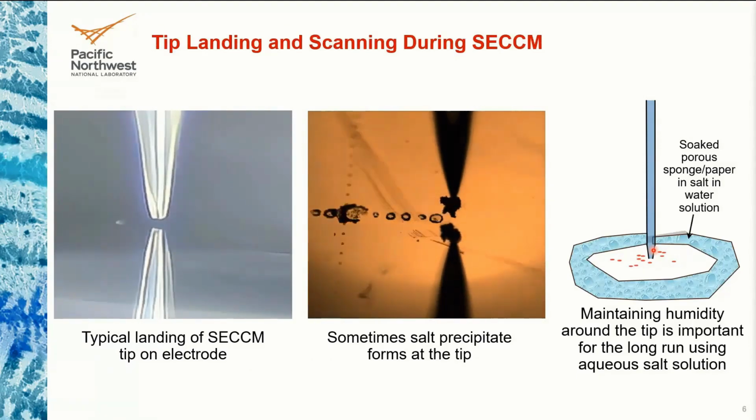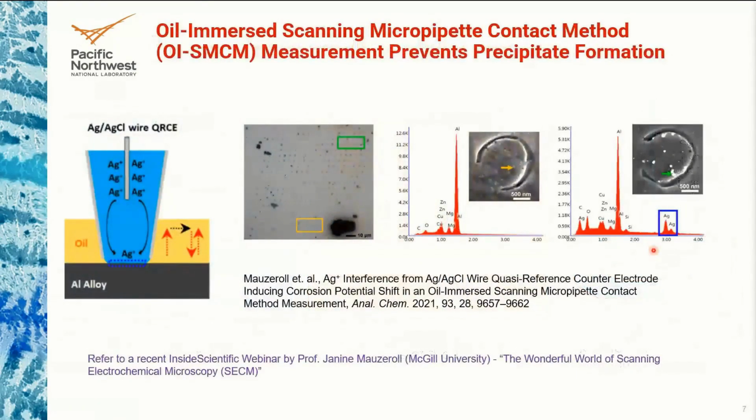There are other methods recently coined by Professor Janine Mauzeroll from McGill University, where the professor basically used a thin oil layer on the surface and landed the SECM tip on it. Because of this, the oil layer prevents the evaporation of the electrolyte layer, so you could avoid salt precipitate formation. It's a very excellent alternative method to control the salt precipitation when you scan over the entire surface.